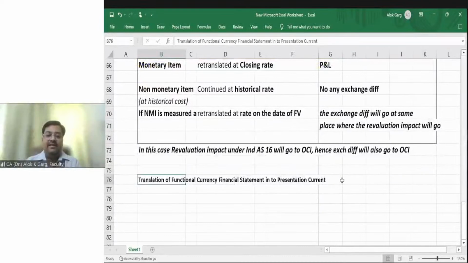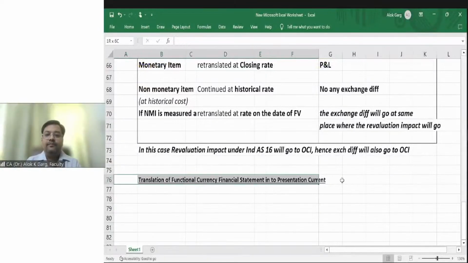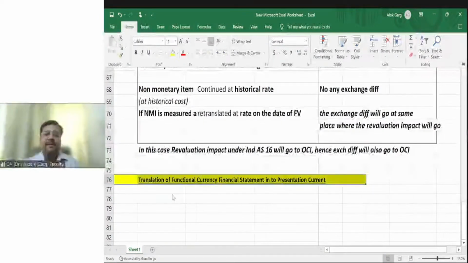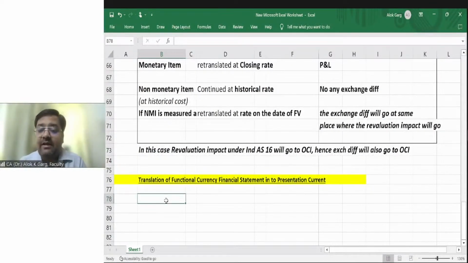In this case, this is one of the important concepts, right? Where you can expect some questions as well. So in the translation of foreign currency transactions, you can expect questions, and in this case, you can also expect the questions, right?